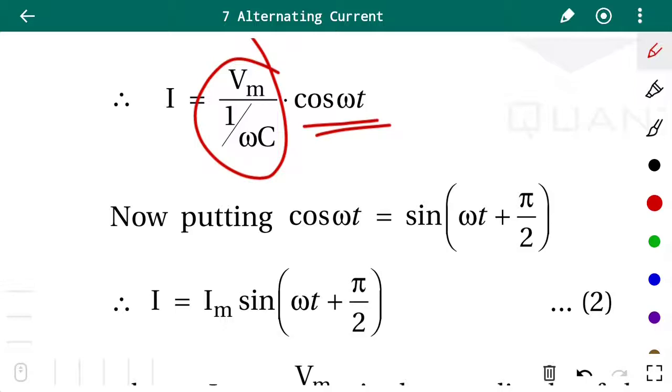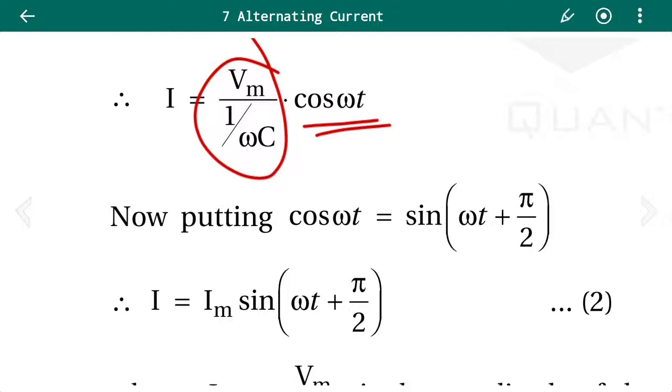We already know that voltage upon the resistance gives the current, right? Voltage upon the reactance will also give the current, because in the denominator what we require is the resistance, or we can say something that is opposing the current or limiting the current.